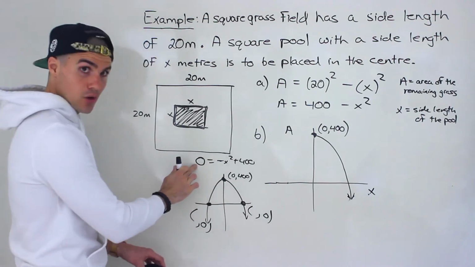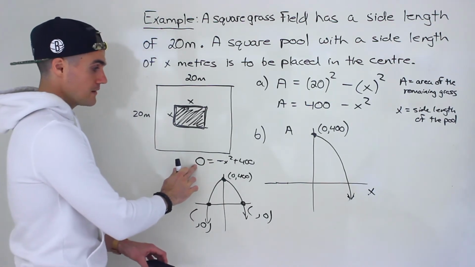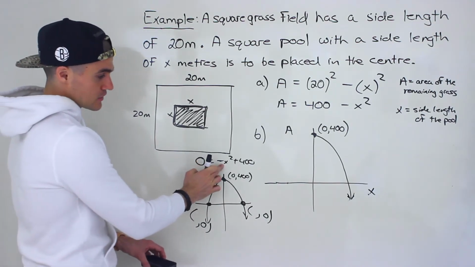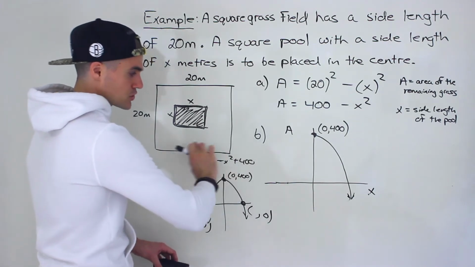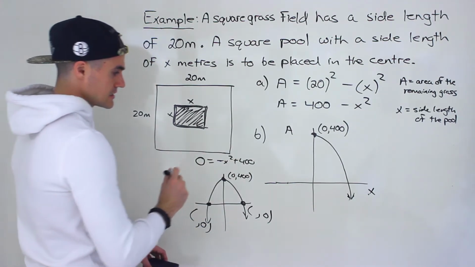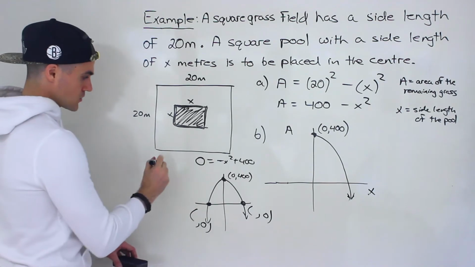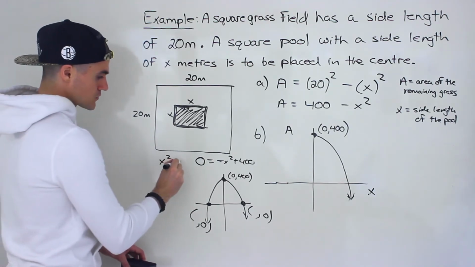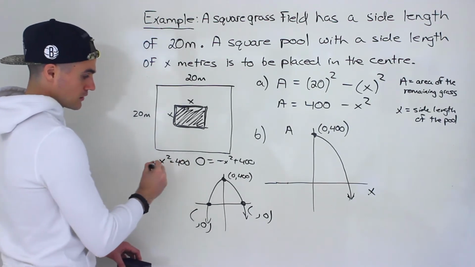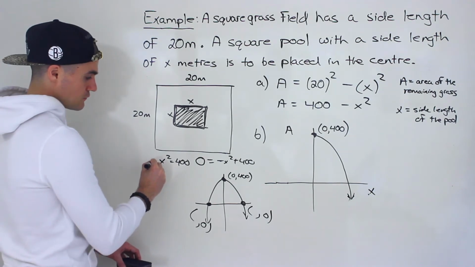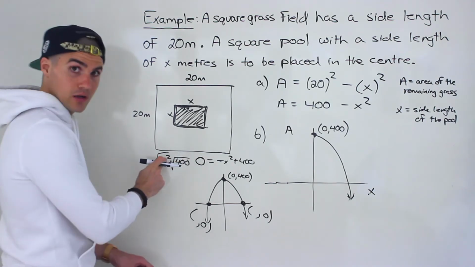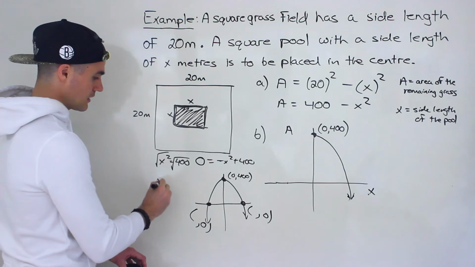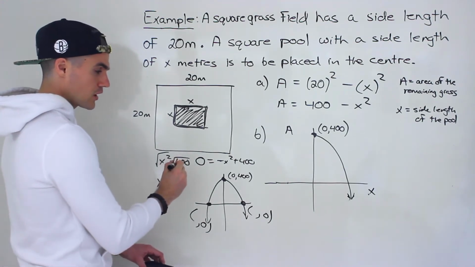We just plug in 0 for y, and then we could just isolate for this x. Isolating for the x in this particular equation is easy. So what we could do, we could bring the negative x squared over, so we'd end up with x squared equals 400. And then to get the x by itself, we could square root both sides to get rid of that squared in front of the x. So we'd end up with x equals, what's the square root of 400?